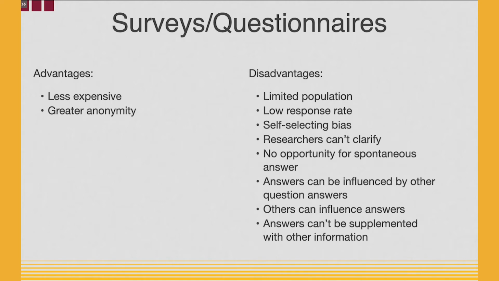The researchers can't clarify the questions, as we talked about. There's no opportunity for spontaneous answers on a survey. The answers to some questions can be influenced by answers to another question, as well as people around the people taking the survey can be influencing what is answered on the survey. And then finally, the answers that people give can't be supplemented with other information. There's no opportunity on a survey for them to give extra information.